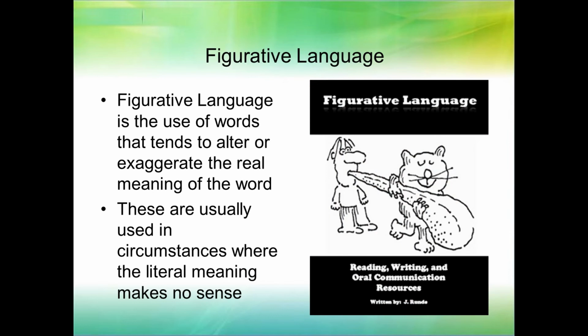Figurative language is the use of words that tends to alter or exaggerate the real meaning of the word. These are usually used in circumstances where the literal meaning makes no sense. So if you look at that picture on the right, we have a phrase called "cat's got your tongue." That means basically not literally a cat grabbing your tongue. It means someone is being quiet. Often we say this as a question: "Why are you being so quiet? Cat's got your tongue?" It means you're just pointing out that someone is being quiet, not talking. But if you didn't know that, you would have no idea what it meant when someone said that.